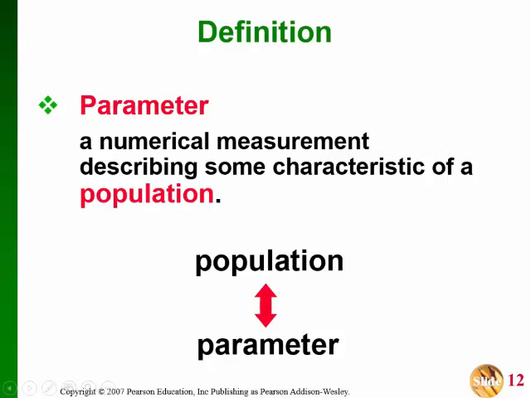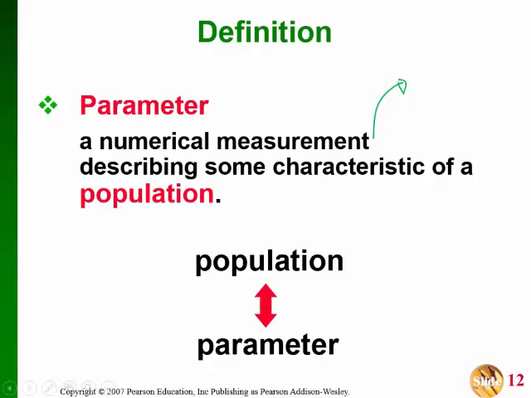So a numerical measurement. We haven't studied too many numerical measurements, but can you give me an example of a numerical measurement that would describe a population? Age. So age would be a specific type of data that I would be collecting. Percentage. Okay, percentage is a little bit closer to what I was going for.